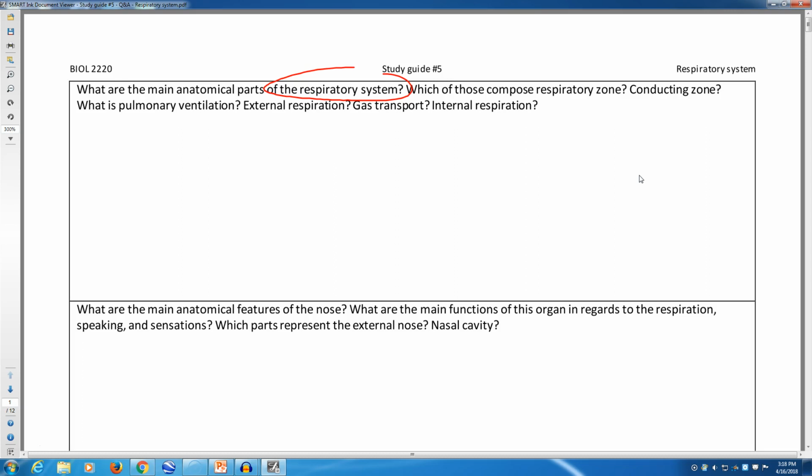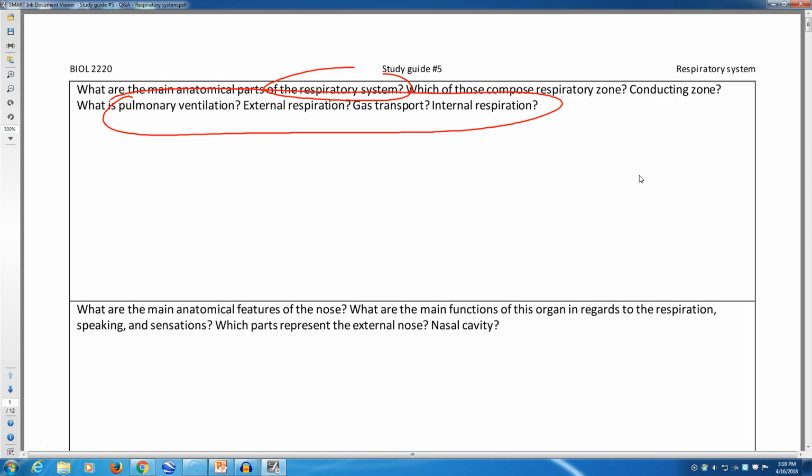Okay? Know which ones go into the respiratory, which ones go in the conducting. So we start with the terminal bronchiole and all the way down, terminal respiratory, alveolar sac. That's the respiratory zone. Everything before that, conducting. You good? Steps.